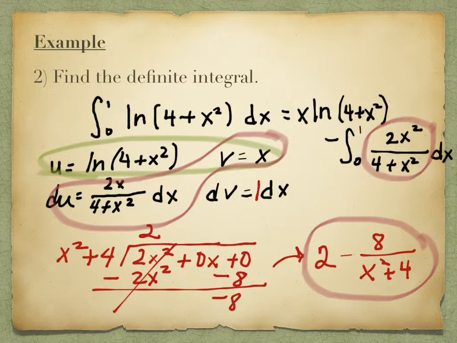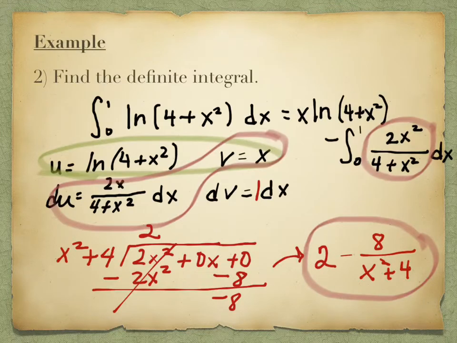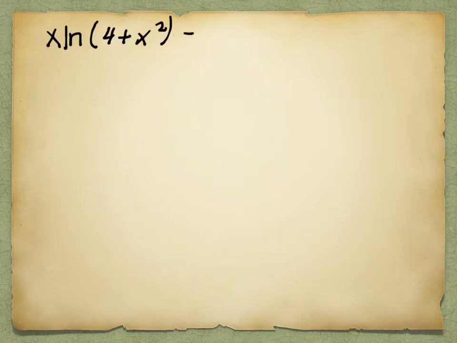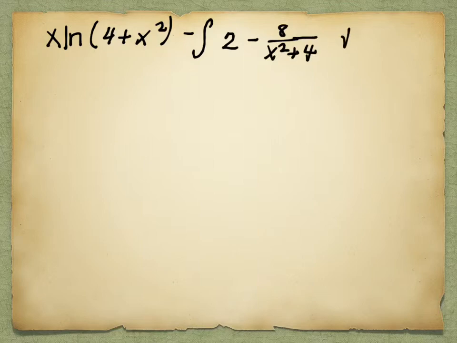Okay, so I'm going to go to the next screen and try and recopy all of this information. So I have x natural log of 4 plus x squared. And then I had minus the integral of 2 minus 8 over either x squared plus 4 or 4 plus x squared is fine. And then dx. Okay, is that all right? Did I miss any pieces?